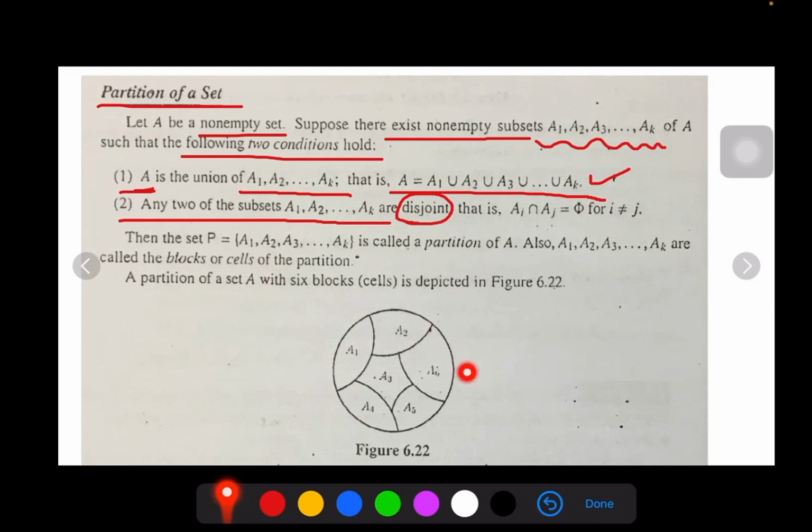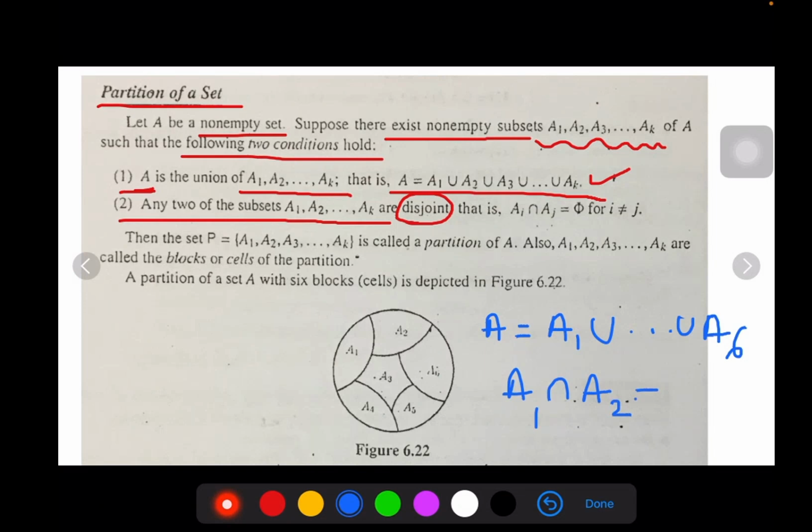You can look at this figure here. A1, A2, A3, A4, A5, A6. There are 6 blocks here, and there is no common element. This is something like your Venn diagram, right? You can just recall the Venn diagram. Here all are distinct. If I want A back, I have to take A1 union with all the sets up to A6, and if I take any pair here, say for example A1 and A2, it's null.